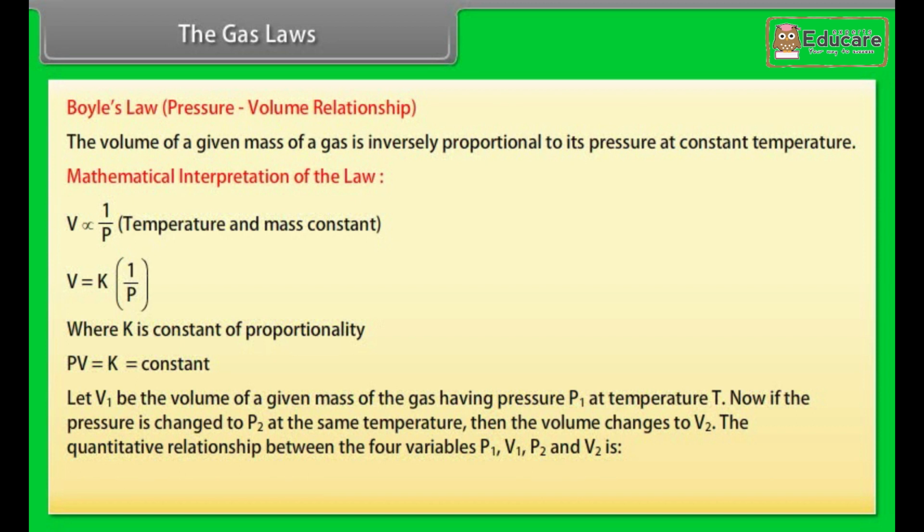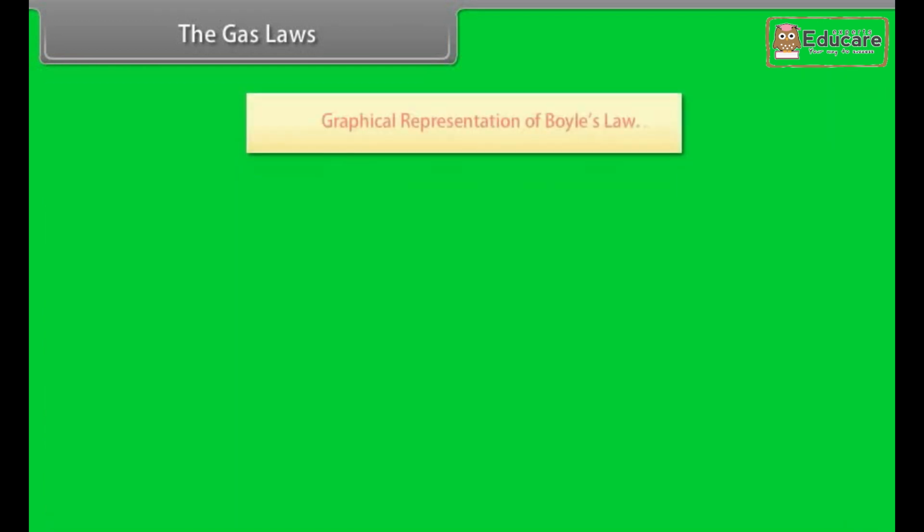Let V1 be the volume of a given mass of a gas having pressure P1 at temperature T. Now, if the pressure is changed to P2 at the same temperature, then the volume changes to V2. The quantitative relationship between the four variables P1, V1, P2 and V2 is P1 V1 is equal to P2 V2 at constant temperature and mass. Graphical representation of Boyle's law.